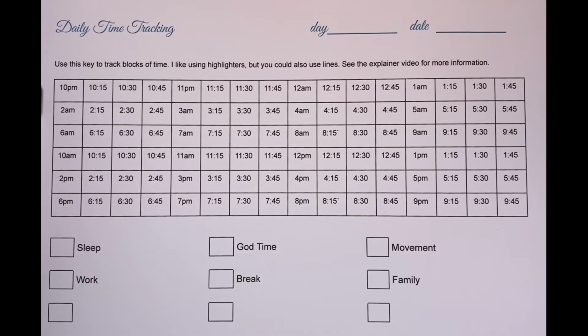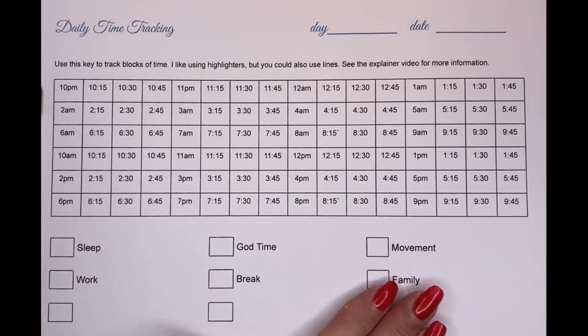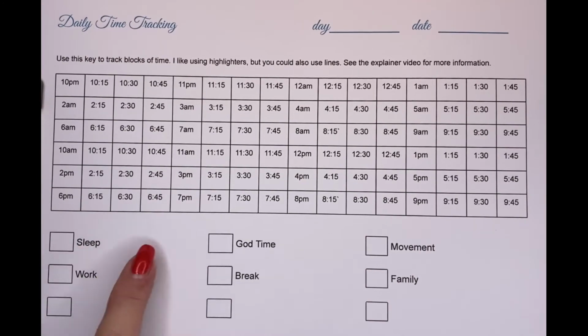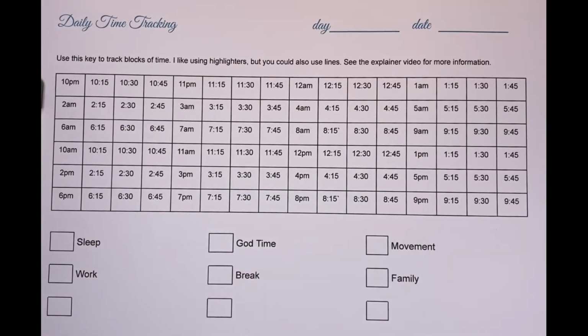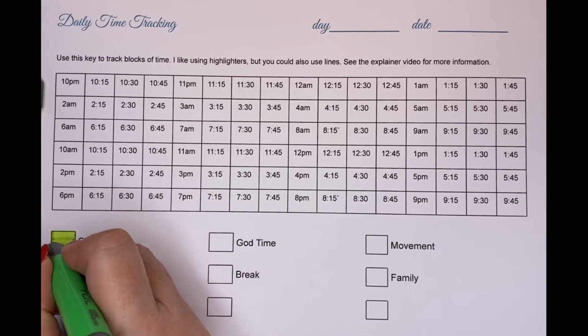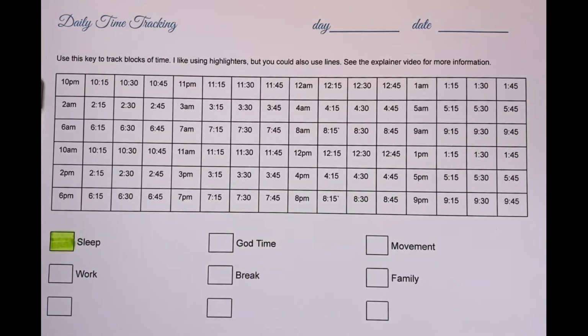Using the daily time tracking sheet is pretty self-explanatory, but I did want to go over very quickly, mostly this key here at the bottom, okay? You will notice that I left all of these blank, and that is simply so that you can add whatever color you like with whatever you have, and so that they can change. If you have highlighters, use highlighters.